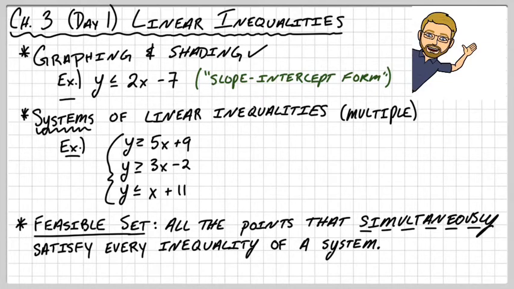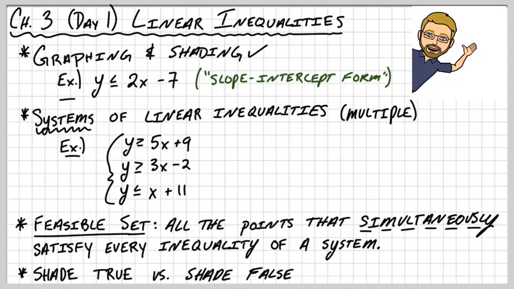And last but not least, we'll talk about when we shade, whether we want to shade true or shade false. And for the examples that I'm going to show after this, we're really going to focus on shading false, right? So when you typically shade above, we're actually going to shade below. We're going to do the opposite. And I'll talk about why that is when we get there.